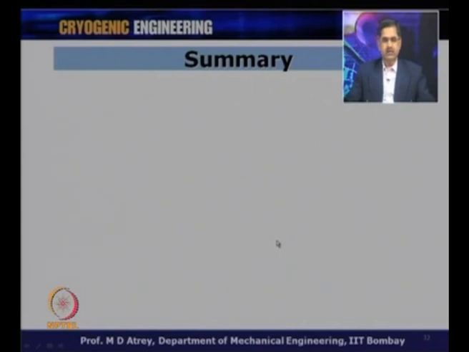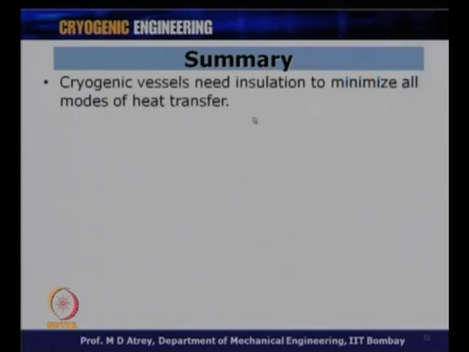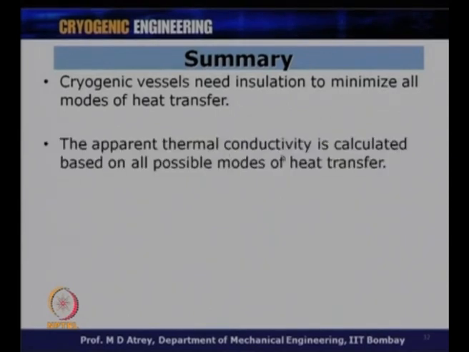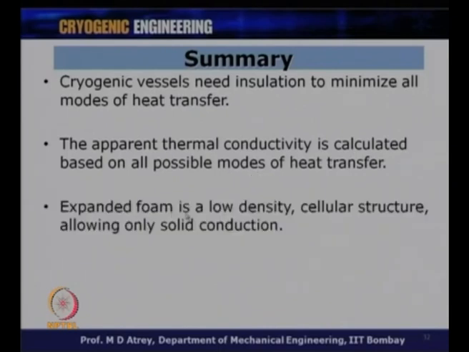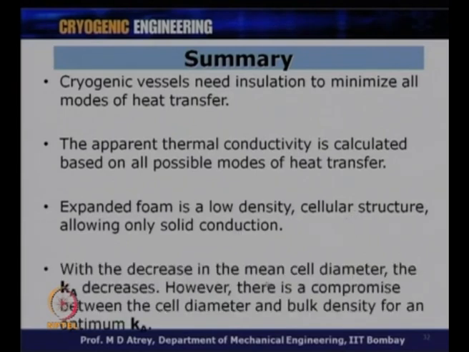So, summarizing the whole lecture on insulation: cryogenic vessels need insulation to minimize all modes of heat transfer. This is what we saw. The apparent thermal conductivity Ka is calculated based on all possible modes of heat transfer. It does not take into consideration only conduction, but various modes of heat transfer, which are conduction, convection and radiation. Expanded foam is a low density cellular structure allowing only solid conduction. With the decrease in the mean cell diameter, the Ka decreases. However, there is a compromise between the cell diameter and the bulk density for an optimum value of Ka for expanded foam insulation.